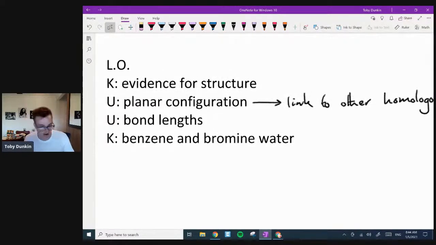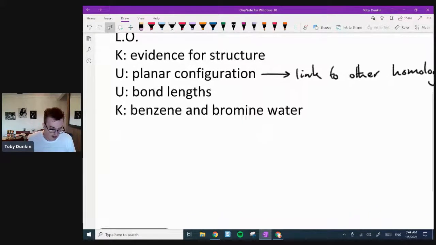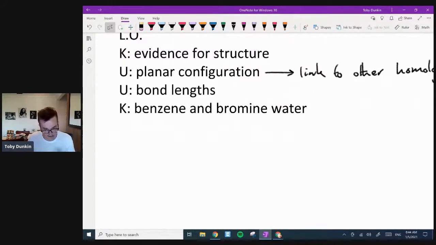Can I just point out that understand, I feel like, is a bit of a stretch. It's more like to know your bond lengths, really. But it's nice to have a bit of a chat about it. And then number 4 is know benzene and the bromine water test.